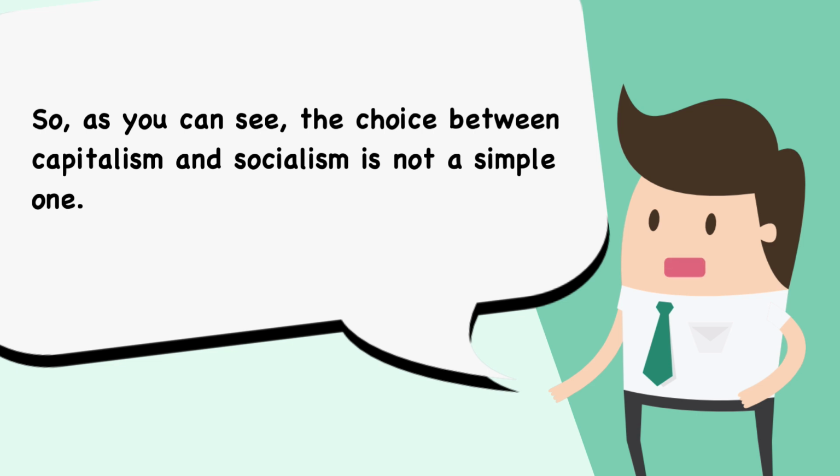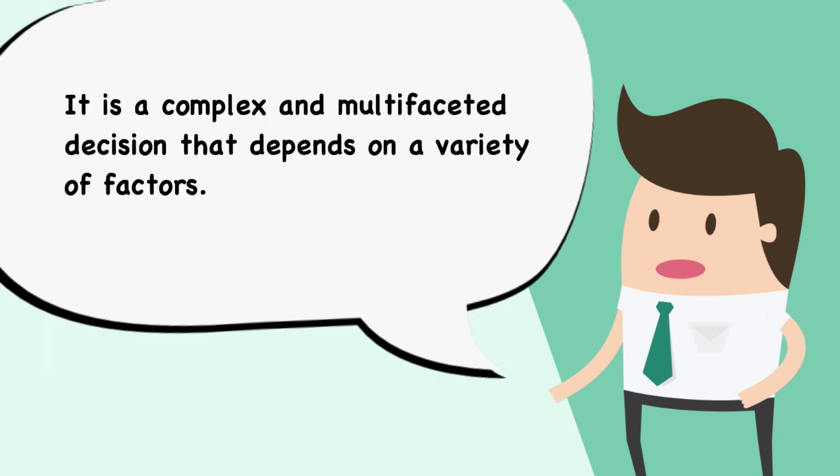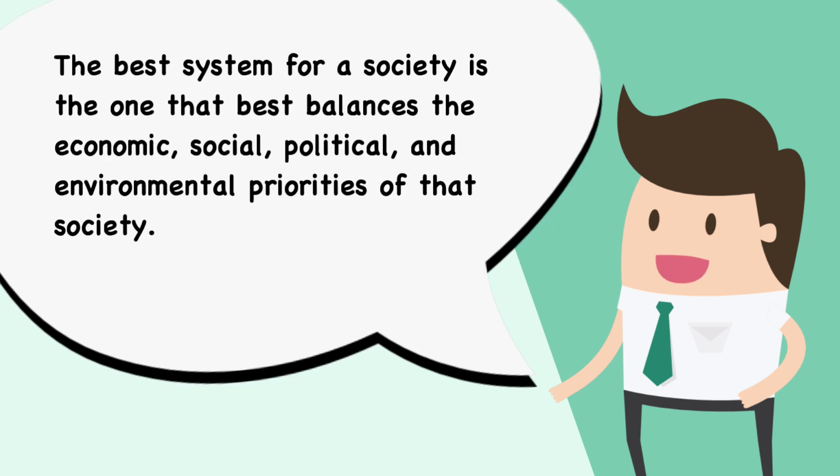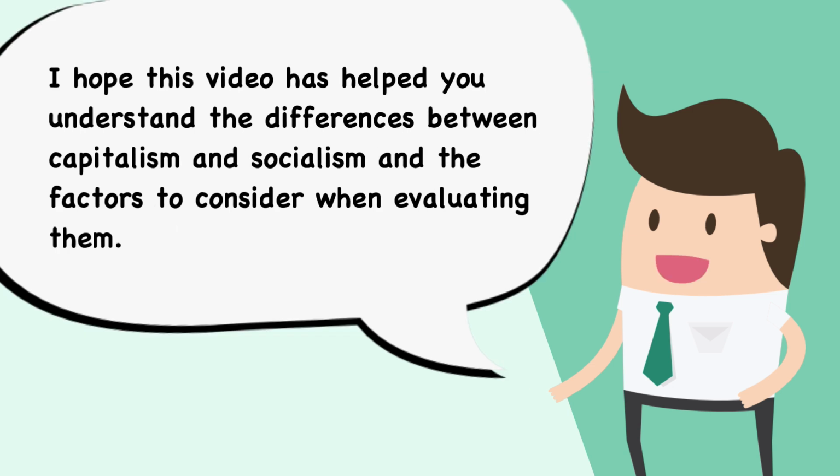So as you can see, the choice between capitalism and socialism is not a simple one. It is a complex and multifaceted decision that depends on a variety of factors. The best system for a society is the one that best balances the economic, social, political, and environmental priorities of that society. I hope this video has helped you understand the differences between capitalism and socialism and the factors to consider when evaluating them.